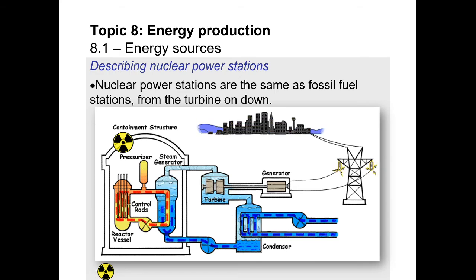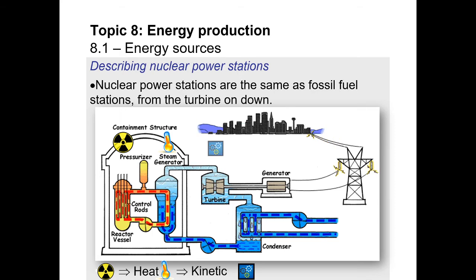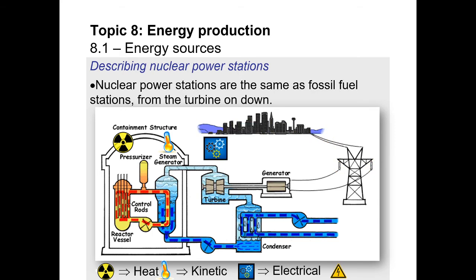So when we look at the energy transformations, well, the first one's a little bit different. Instead of using chemical energy, we're using nuclear energy, and that's becoming heat. And in a sense, nuclear energy is like chemical energy. Everything is chemical at the end of the day. That's becoming heat. It's becoming kinetic energy in the turbine. And that becomes the electrical energy which you and I use. Moving on.